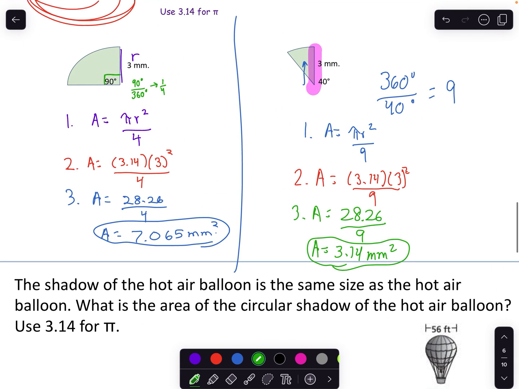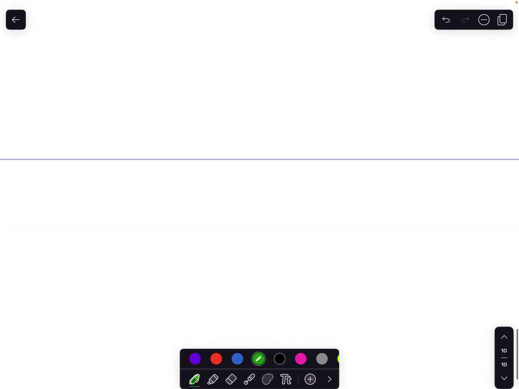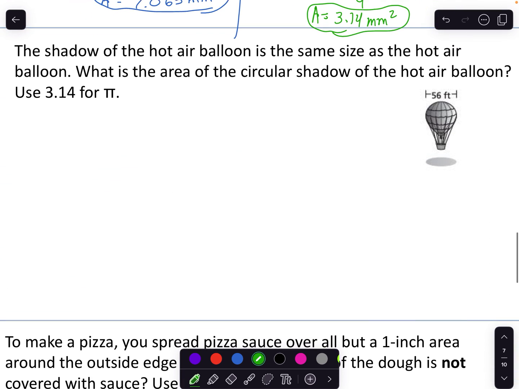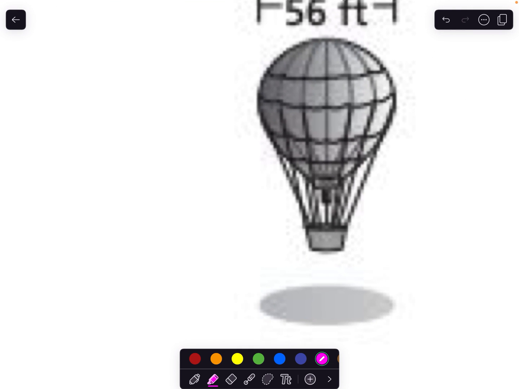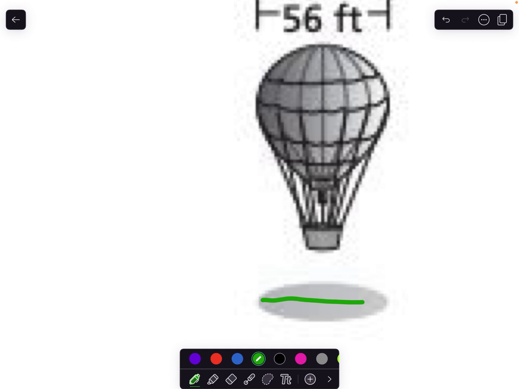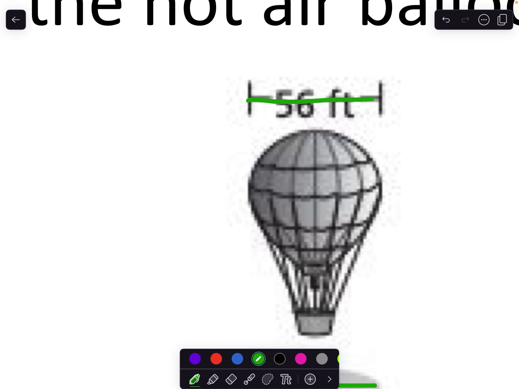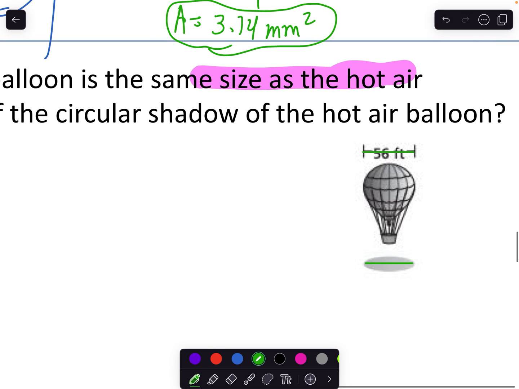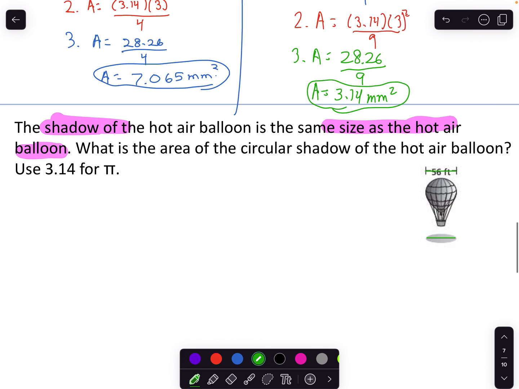Okay, let's check out here. I think we just have a couple more to go, some word problems that are good to know how to do. So this one says the shadow of a hot air balloon is the same size as the hot air balloon. So it's basically saying this width, this diameter, is the same as the diameter of the actual balloon. That's what it's saying. Okay, what is the area of the circular shadow of the hot air balloon?